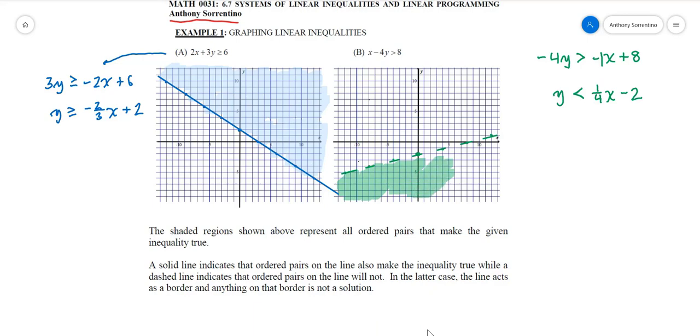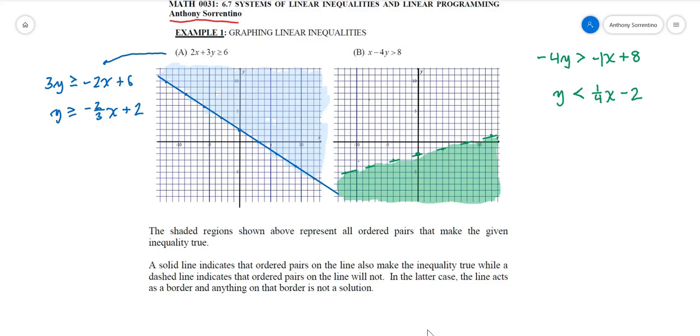Another way of doing that, if you're unsure you did it right, is to pick a point that's clearly in one area or the other. If it's available, I choose the origin because zeros are easy to work with. If I put 0, 0 in for x and y, does it make the inequality true? If yes, then whatever region the origin is in is the solution area. If it doesn't work, then the other region would be the solution.